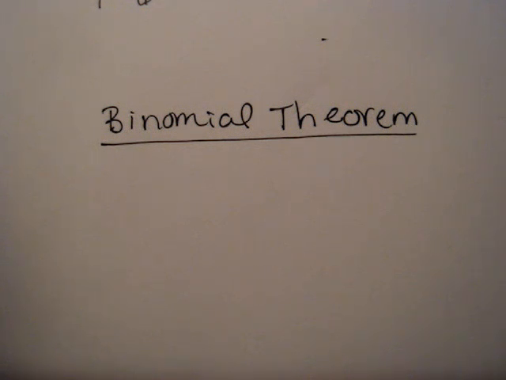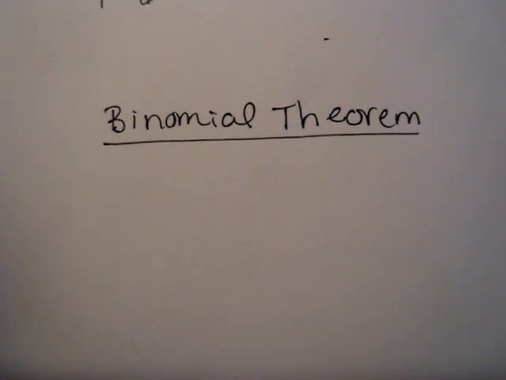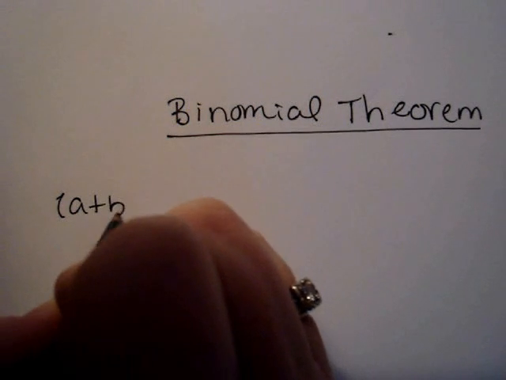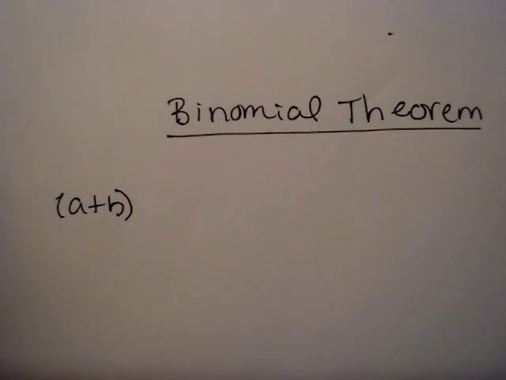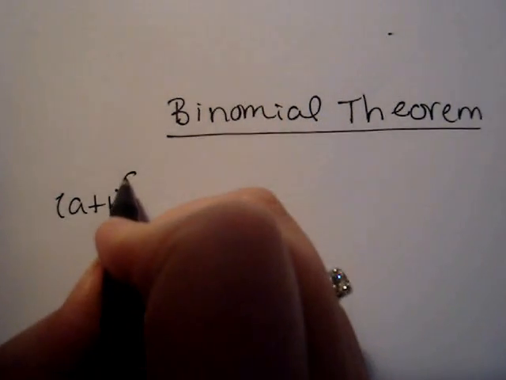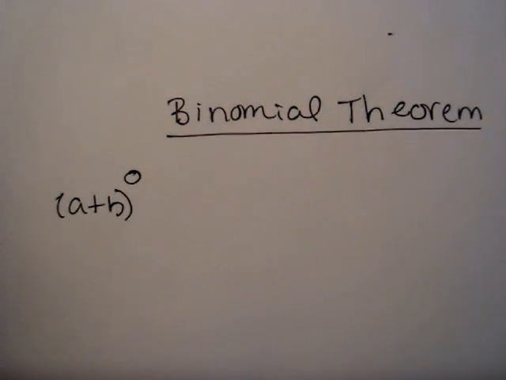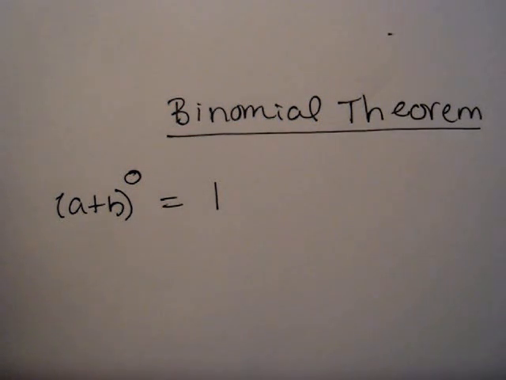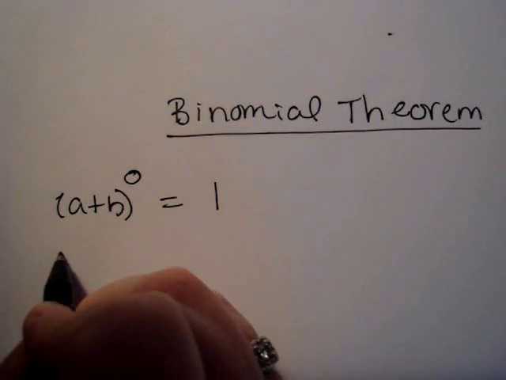So first, let's review what a binomial is. A binomial is a polynomial with two terms. Okay, so I'm going to start with just a plus b, and I'm going to do this in a systematic way. I'm going to start by raising it to the 0 power, which I know seems silly, but that's where the pattern starts. Anything to the 0 power is just 1, so that's 1. That was boring.